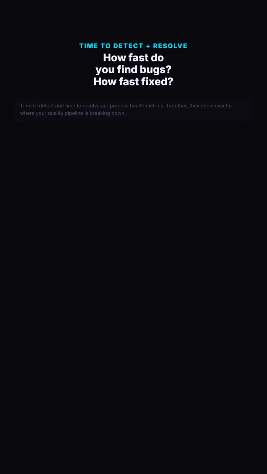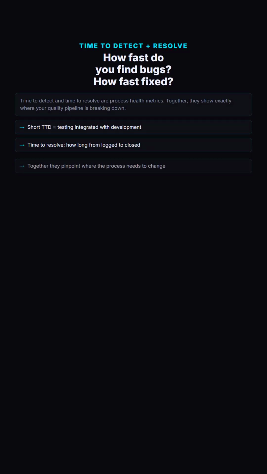The fifth metric, and one that is particularly useful for diagnosing process bottlenecks, is the combination of time to detect and time to resolve. Time to detect measures how quickly your team finds defects after the code that introduces them is written. A short time to detect indicates that your testing is tightly integrated with development. You are testing features as they are built rather than in a big batch at the end of the cycle.